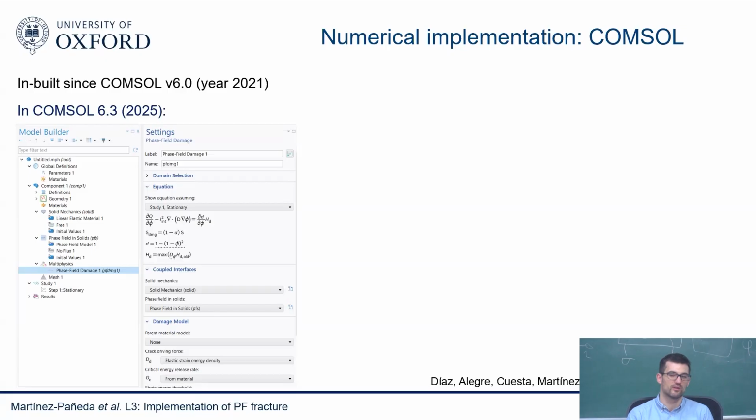So FEniCS will be representative of your own implementation, although it's based on symbolic differentiation, so it's a bit different. COMSOL is maybe the easiest one because it has it implemented inbuilt, and then Abaqus is somehow intermediate and also quite popular. We published a paper very recently in Engineering Fracture Mechanics that is mostly focused on hydrogen, but it explains basically all the details of how you implement phase field into COMSOL.